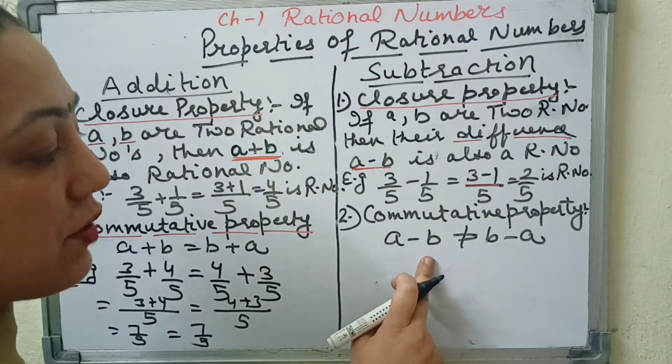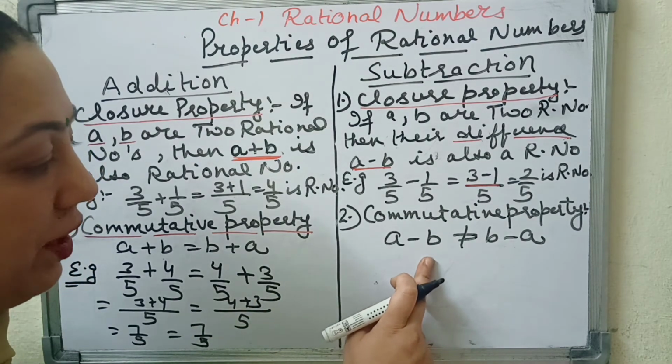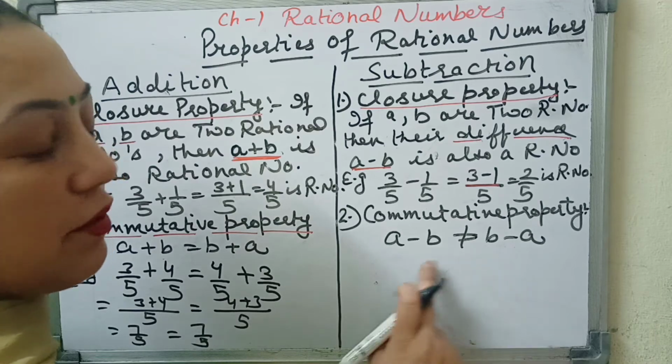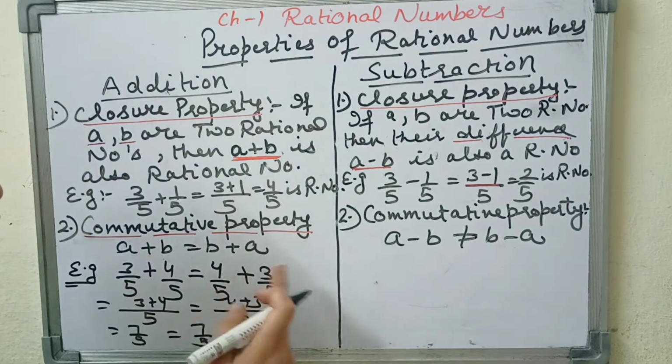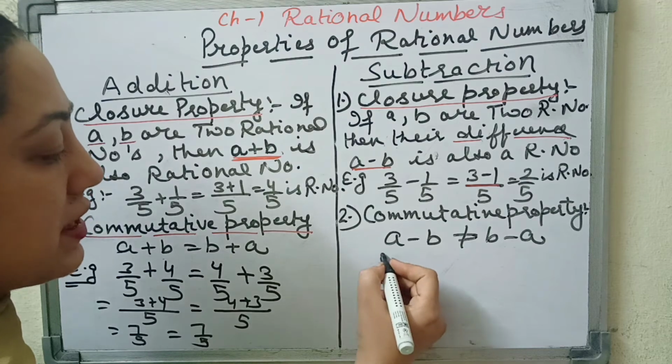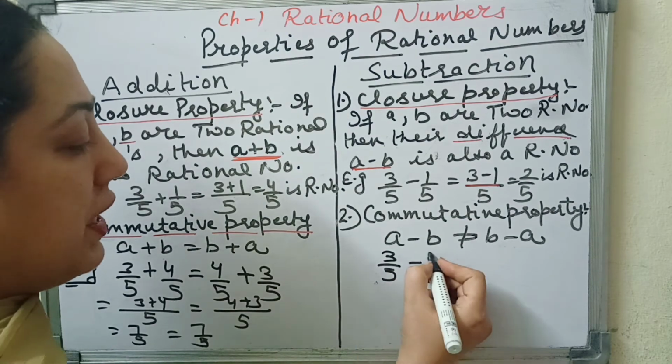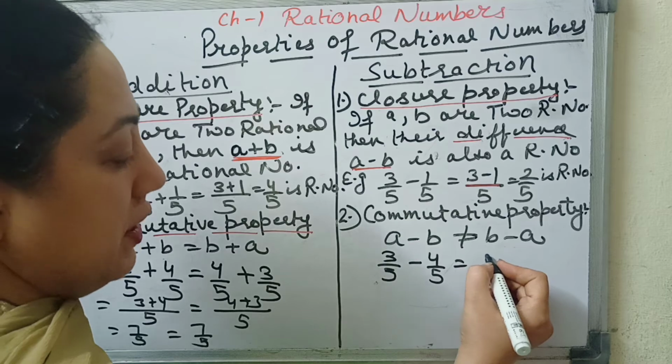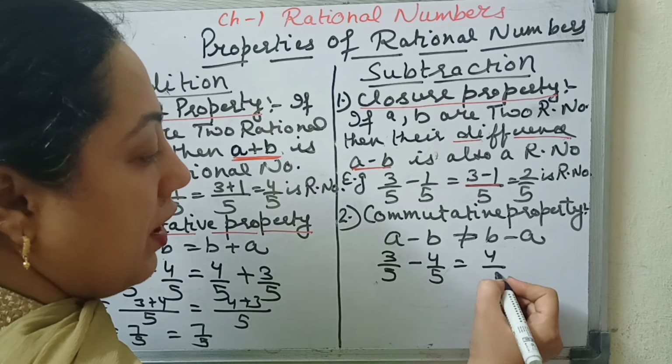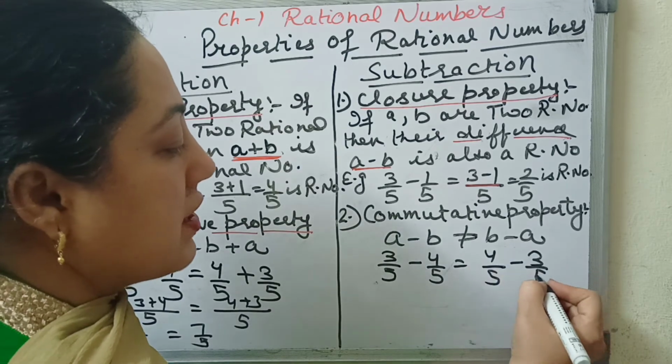But in case of subtraction, it is not so. When I change the order, the difference is not the same. Now let us take the same example here also. Let us take a as 3 over 5 and b as 4 over 5. Now I will solve it. Now again b, 4 over 5, minus 3 over 5.